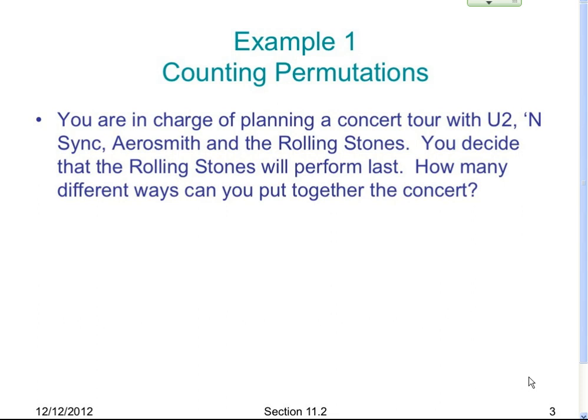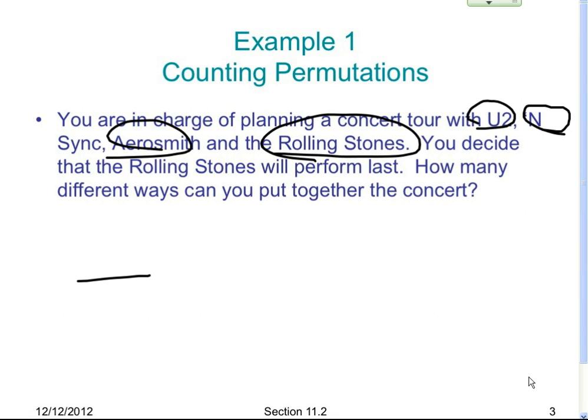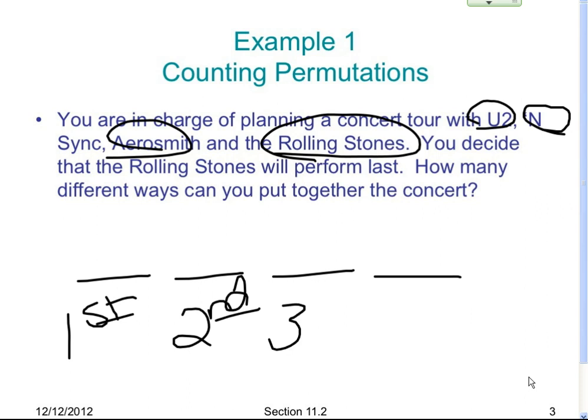You're in charge of planning a concert tour with U2, NSYNC, Aerosmith, and the Rolling Stones. You decide that the Rolling Stones will perform last. How many different ways can you put together the concert? So you have 1, 2, 3, 4 groups that are playing. This is who plays first, who plays second, who plays third, and who plays fourth.